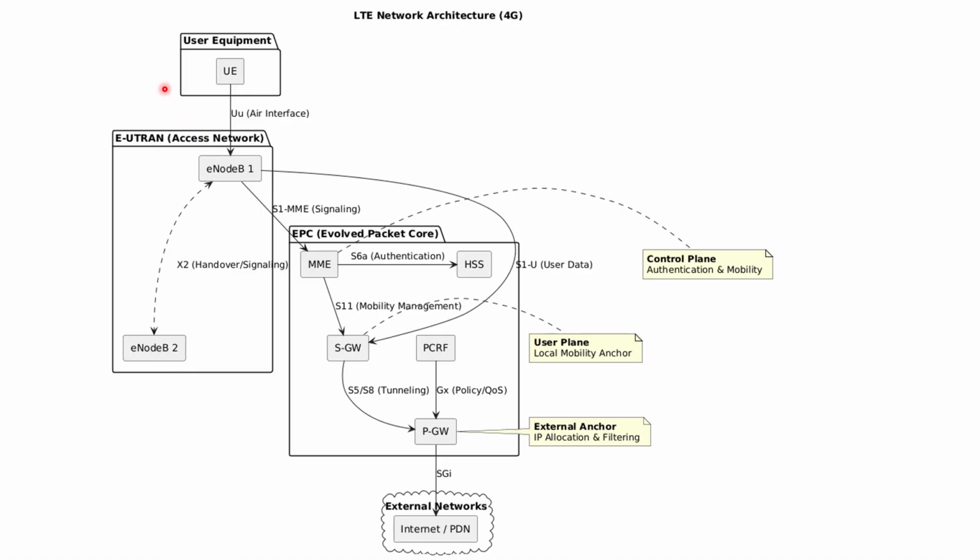Here, UE, that is the user equipment, is going to connect with E-UTRAN, that is Evolved Universal Terrestrial Radio Access Network, via the Uu interface that we call the air interface. Then we have the eNodeB, that is the Evolved Node B, and the eNodeB is going to connect the UE to the core network via the radio interface, and it manages radio resource allocation, encryption, and cell level mobility.